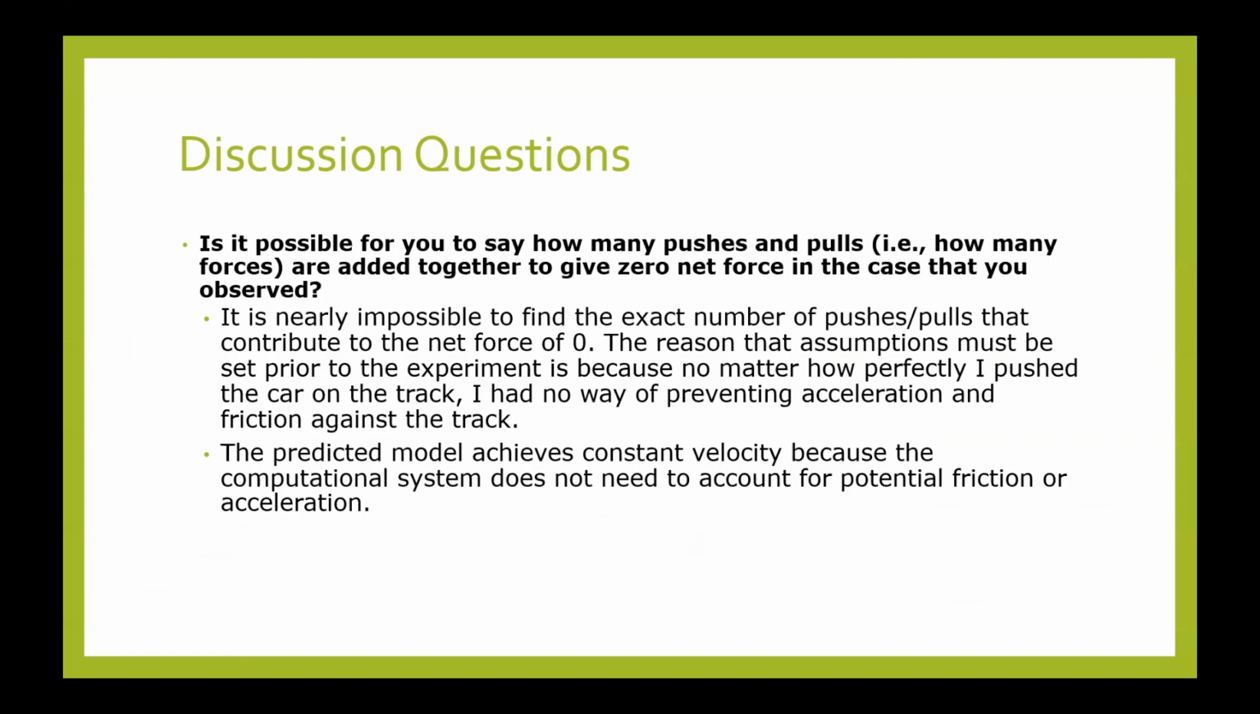And the reason that assumptions have to be made prior to the experiment is because no matter how perfectly I push the car, there's just no way I can prevent friction, and there's no way I can prevent air resistance or anything against that track. So there was going to be some form of acceleration or maybe deceleration. The predicted model achieves constant velocity because the computational system of GlowScript does not need to account for the friction or acceleration. It's just literally the perfect model.